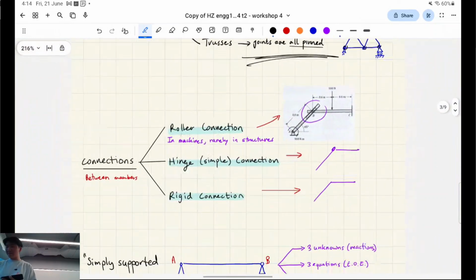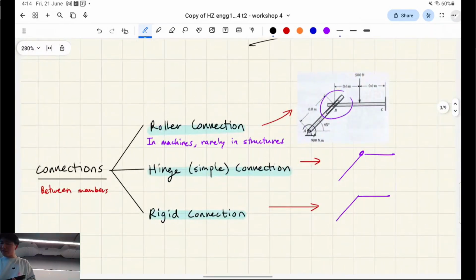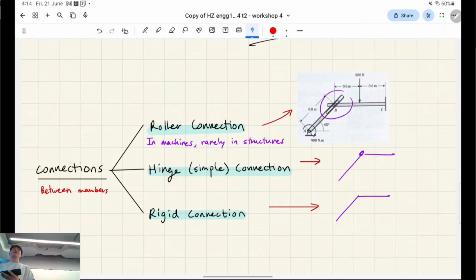In terms of connections, that pinned connection is also sometimes called a hinge or a simple connection, right? So that's terminology which you might hear.